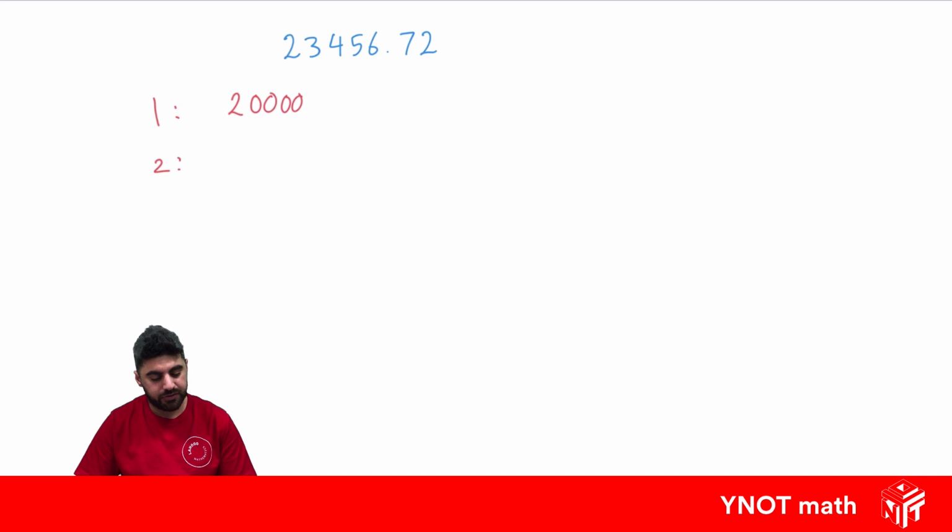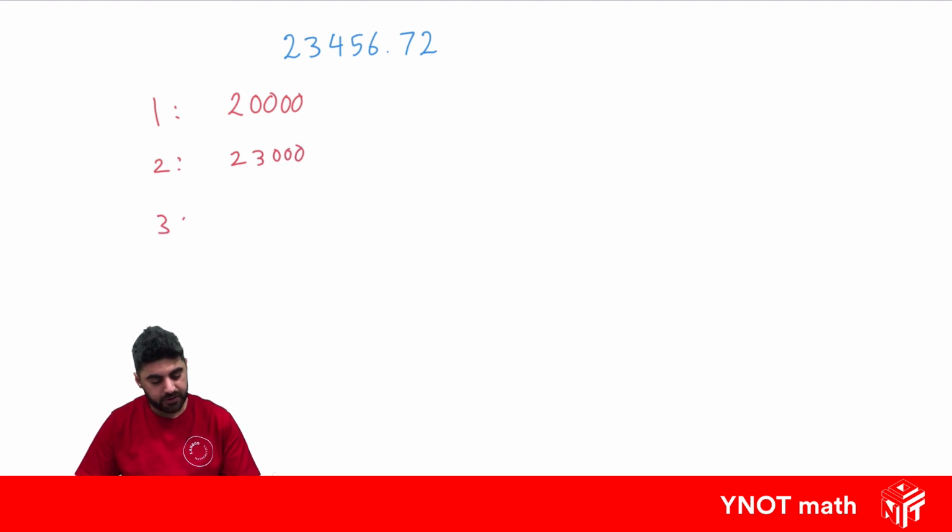So for two significant figures, we're looking at the third number. Is that 5 or higher? It's not. So that number stays the same, and everything else after it becomes a 0. So to two significant figures, this becomes 23,000.